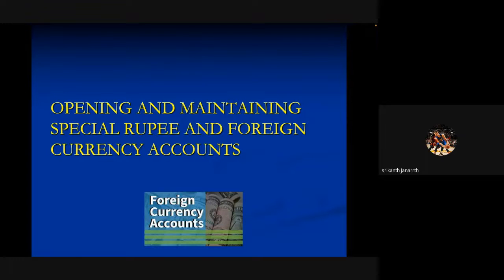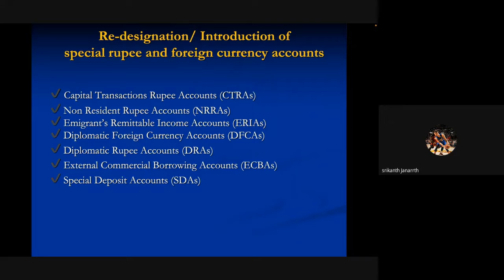So we are going to look at opening and maintaining special rupee and foreign currency accounts today. In the previous class we learned business foreign currency accounts, personal foreign currency accounts, and the loan facilities associated with such accounts. We also looked at IIA and OIA. Now we are moving on to special types of accounts for a specific purpose; it could be a rupee account or a foreign currency account. Let us look at the capital transaction rupee account, CTRA. Then you have an account called the non-resident rupee account, a new account brought in. There is another new account brought in, the immigrant remittable income account. So let us see.